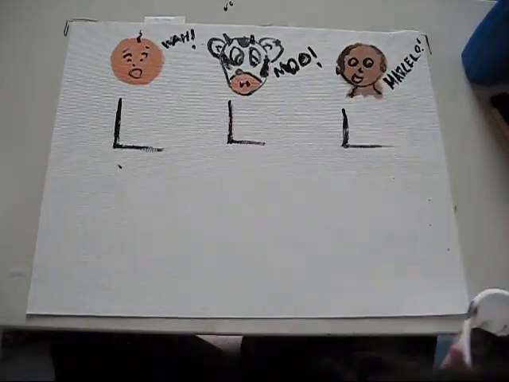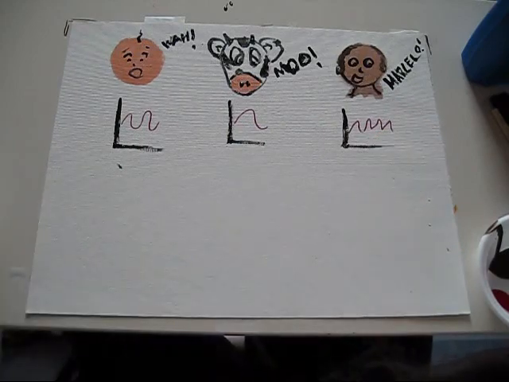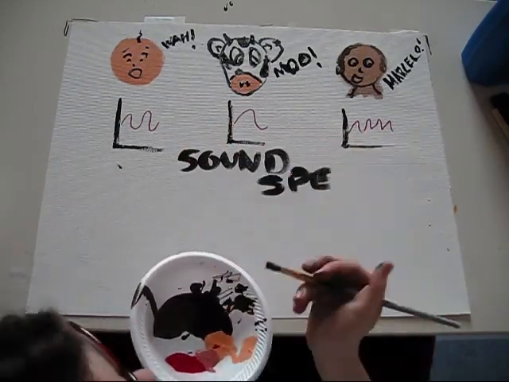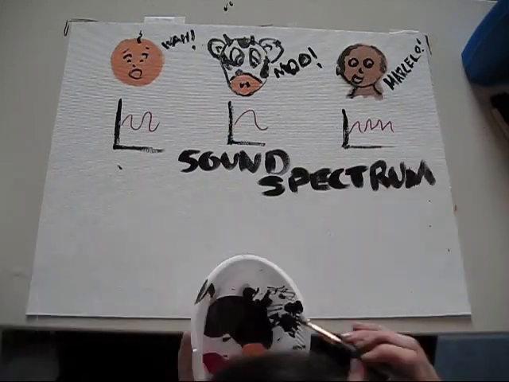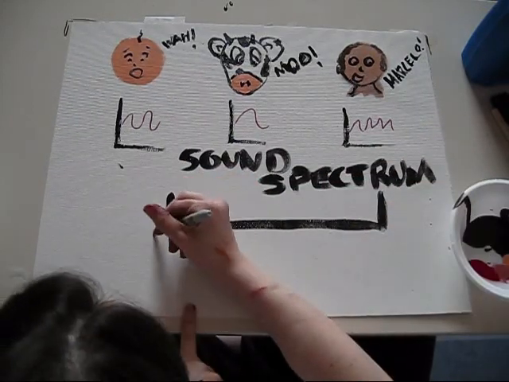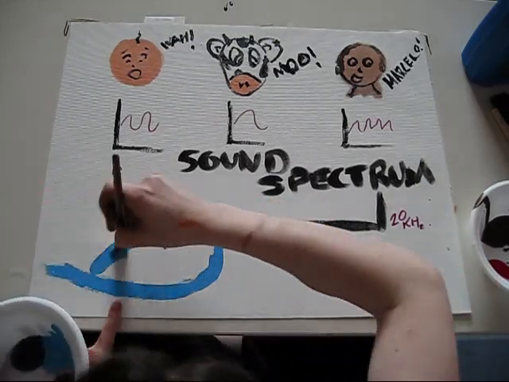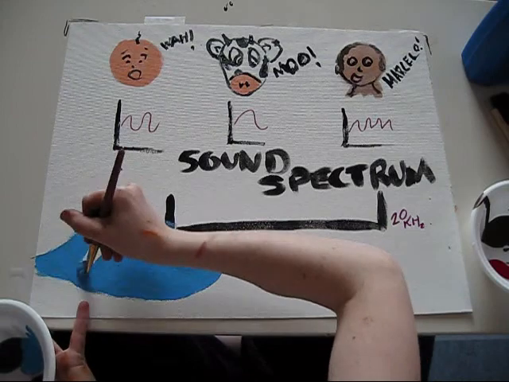On the sound spectrum, humans can only hear between 20 hertz and 20 kilohertz. We can also not produce those sounds, because you cannot produce something you cannot hear.